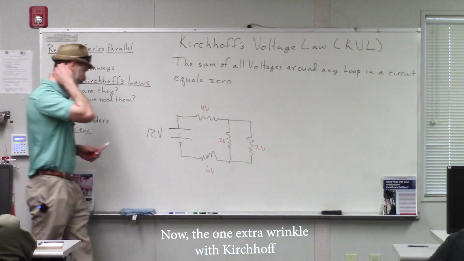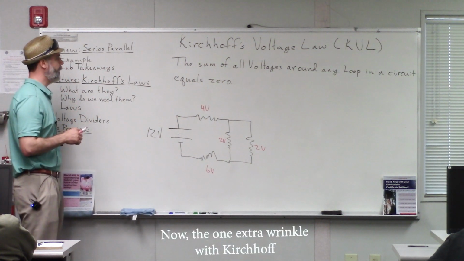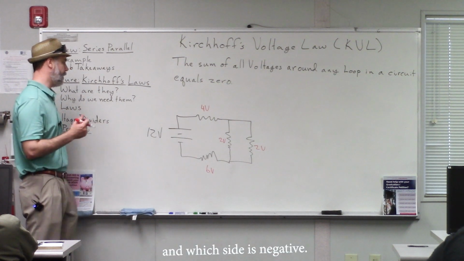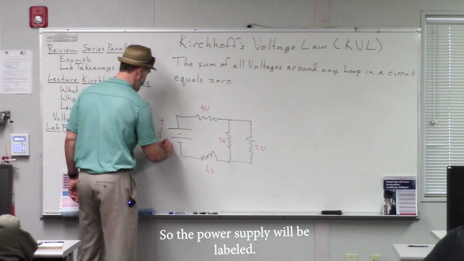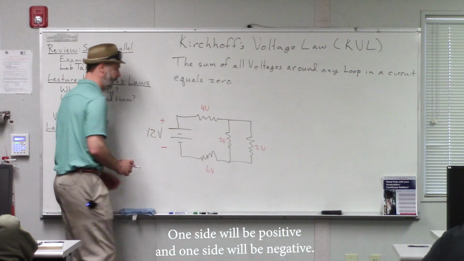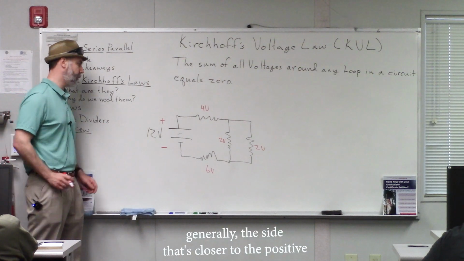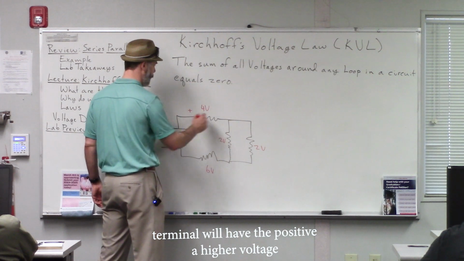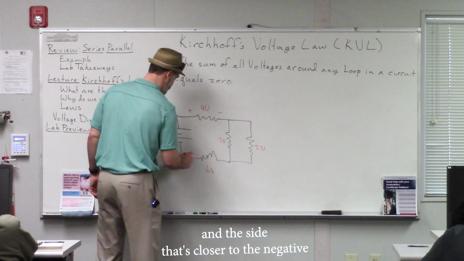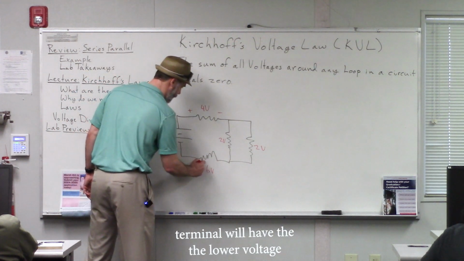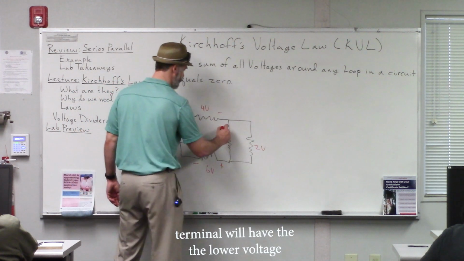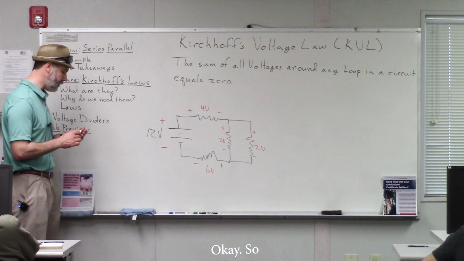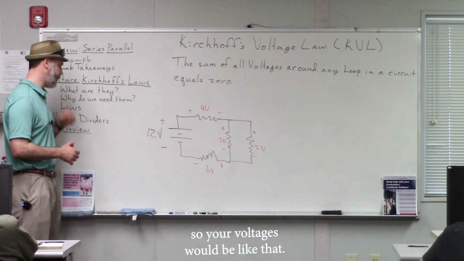Okay? Now, the one extra wrinkle with Kirchhoff's voltage law is you have to know which side of the voltage is positive and which side is negative. So the power supply will be labeled. One side will be positive and one side will be negative. And then with the resistors, generally the side that's closer to the positive terminal will have the higher voltage, and the side that's closer to the negative terminal will have the lower voltage. Okay, so your voltages would be like that.